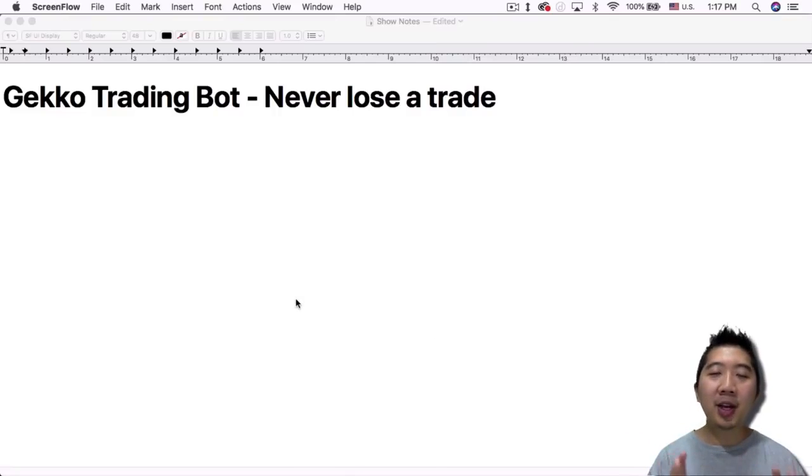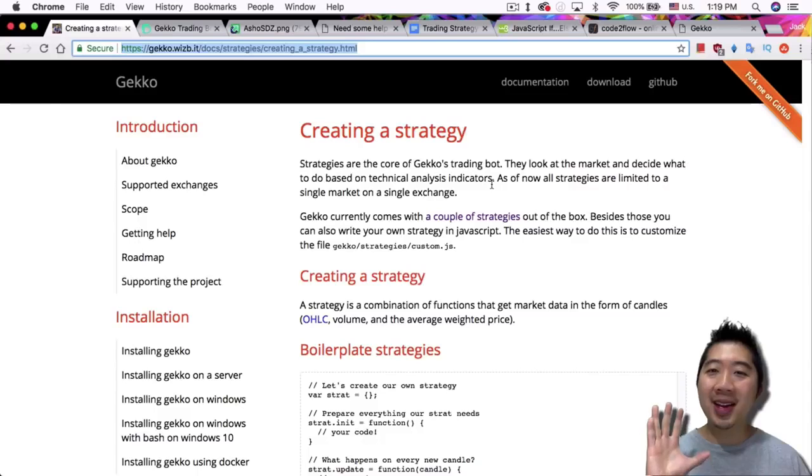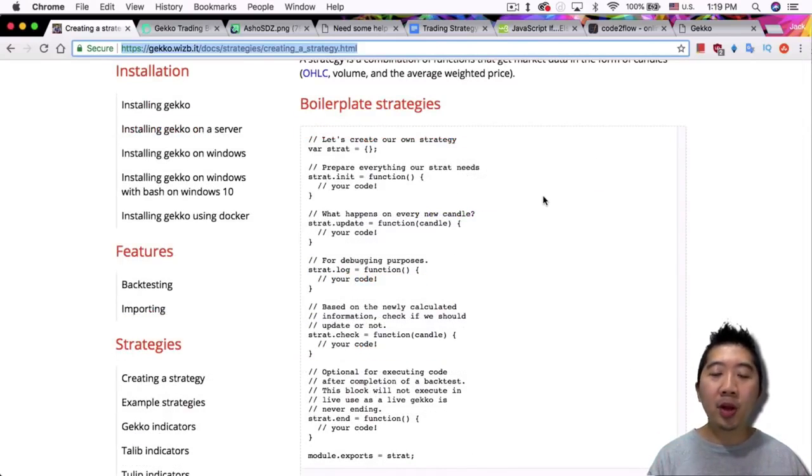Alright, today I want to talk about using a Gecko trading bot and never losing a trade with it. I'm going to show you guys how to do exactly that without any indicators at all. I'm making it really simple, but it does go through the process of checking. As you see, this is a boilerplate strategy.